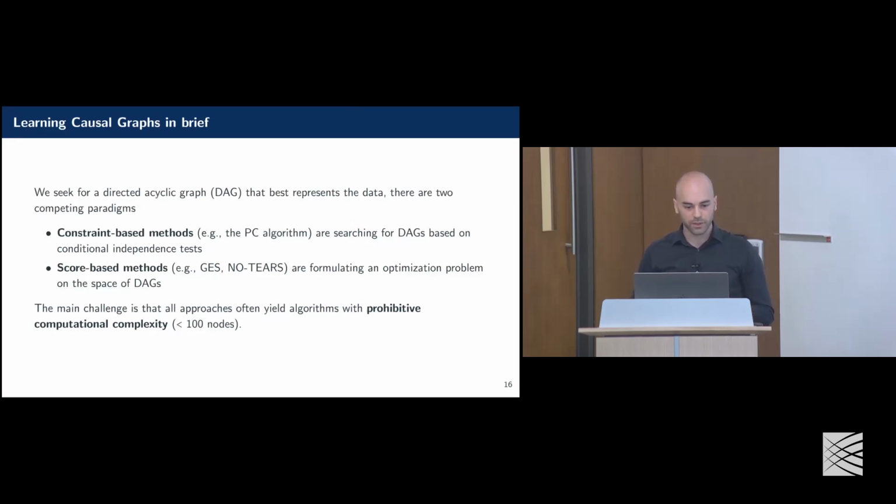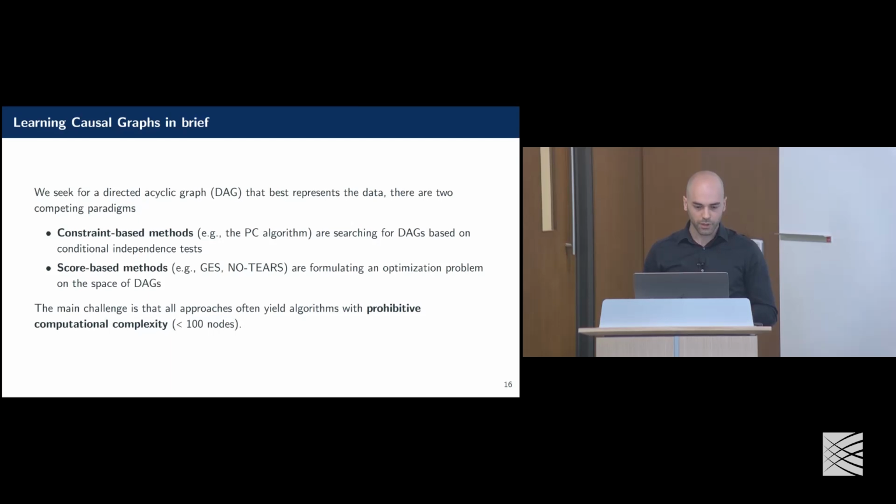The other way is score-based methods, which try to turn the inference problem into an optimization problem in the space of DAGs. So then, as we've talked about, it gets complicated. How do you parameterize DAGs? You can parameterize them based on permutations, and you can have some nice geometry. So there's really nice work done here about the geometry of permutations and the space of permutations and how you can optimize over that. But it still gets difficult to work with really large graphs.